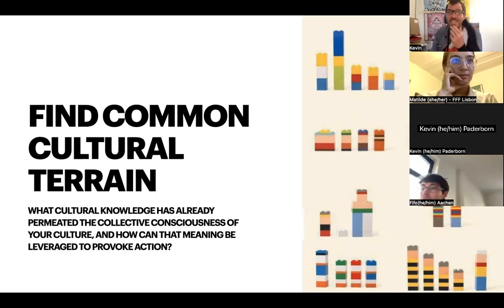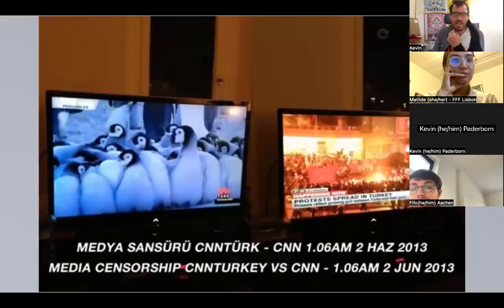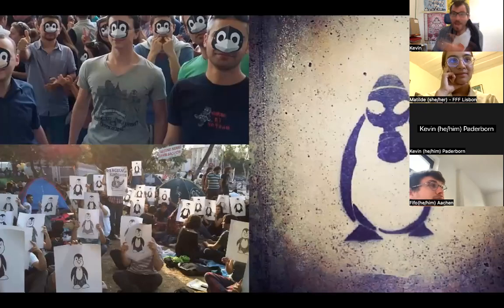What symbols already exist around youth or around adults that you can hack and redefine? As we create these symbols, here's an image from the Gezi Park uprising in Istanbul. On the right was CNN International, and on the left was CNN Turkey. While there were massive protests sweeping the country, CNN Turkey decided to show a documentary about penguins.